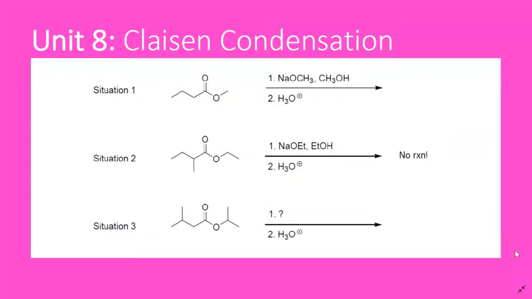Hi all. I want to discuss another reaction that goes through the enolate. It's called the Claisen condensation. It's a different reaction than the aldol, but honestly, if you know the aldol very well, then you can consider the Claisen, or I like to consider the Claisen, as an aldol reaction using esters instead of aldehydes and ketones.